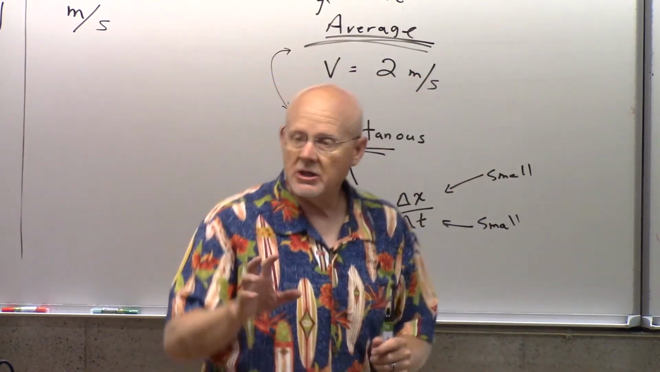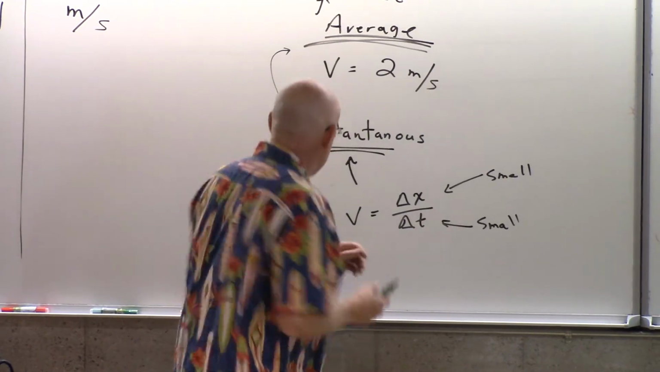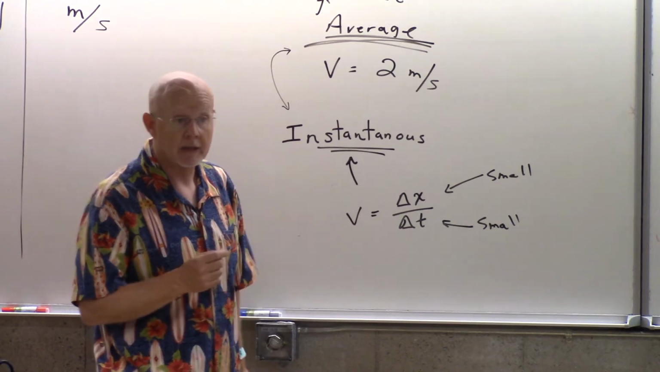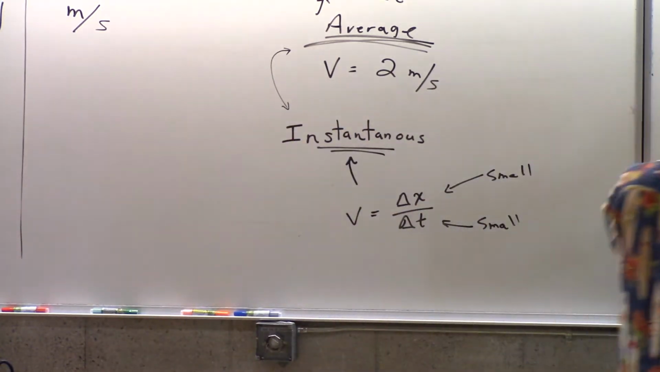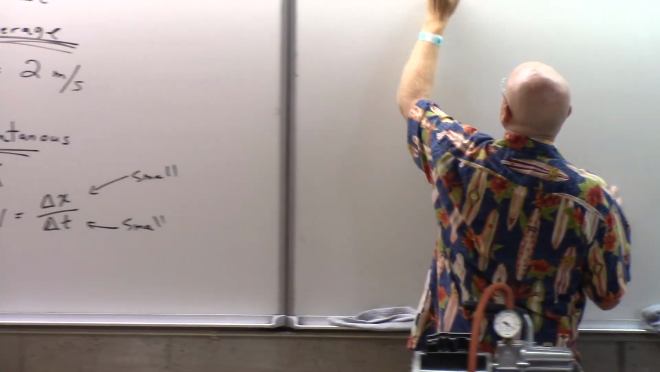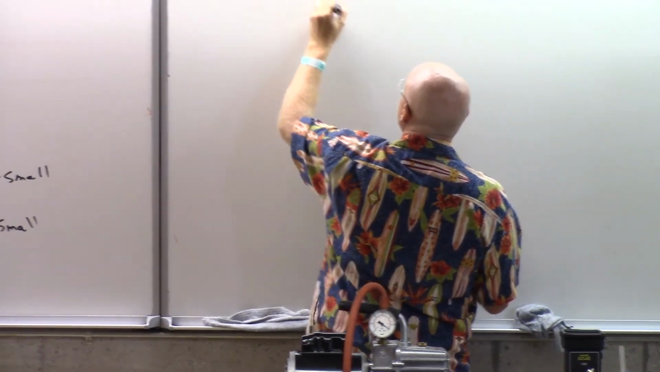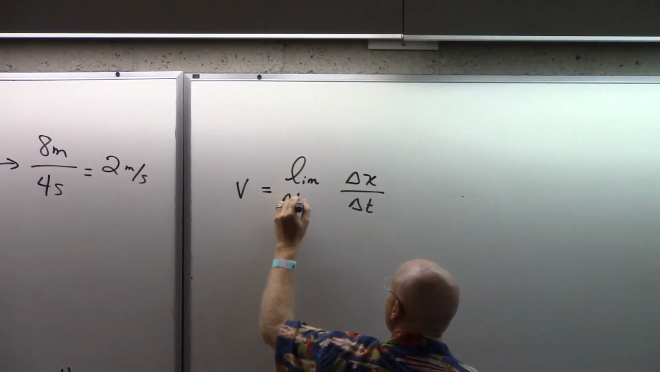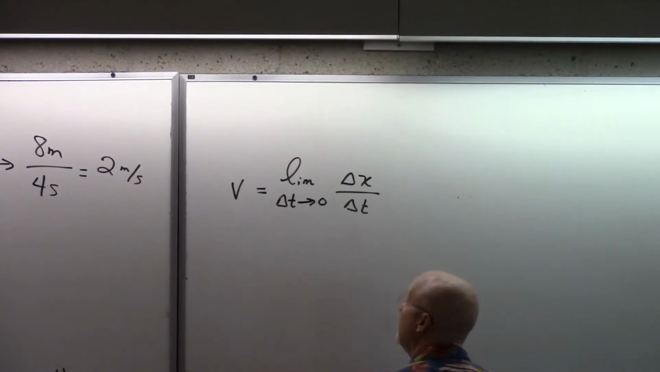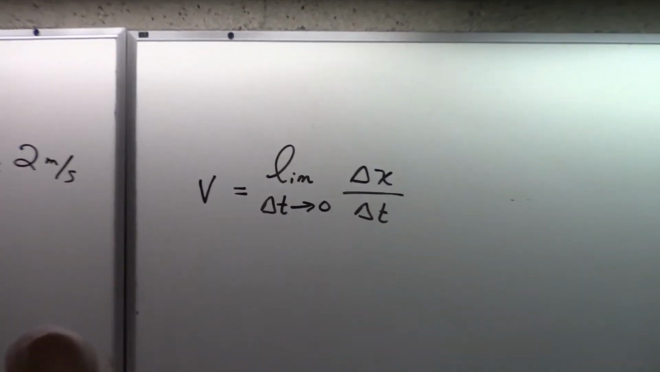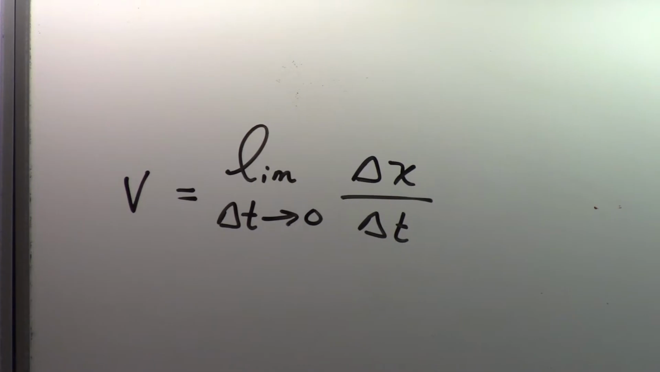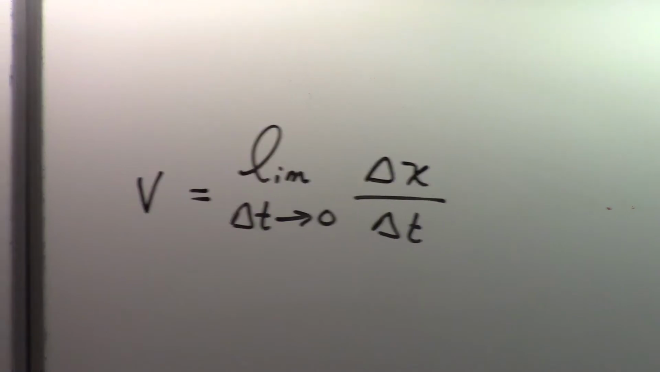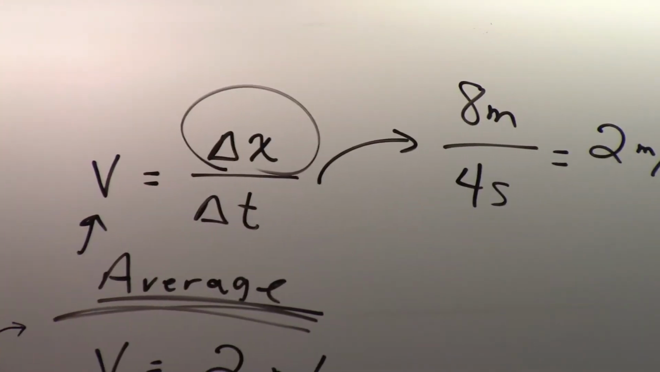What I'm trying to do here is give you this mental picture that there are two things here. We can talk about the average speed, we can talk about the instantaneous. But I would describe this in terms of math as calculus. And so let's step up from algebra to calculus.